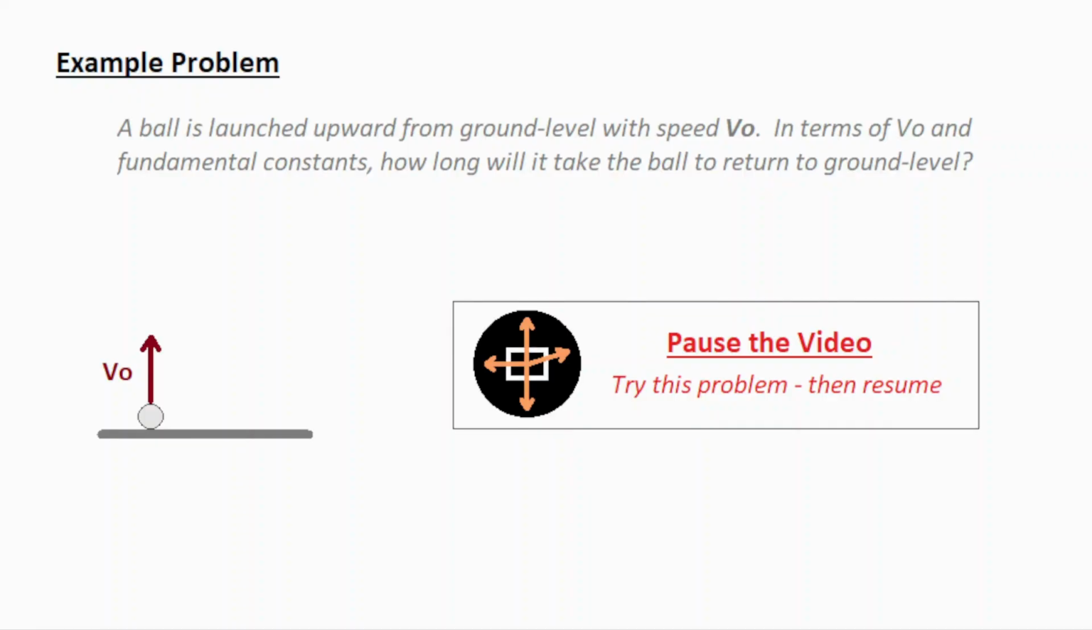Here we have a ball launched upward from ground level with speed v0. The goal is to determine how long it will take the ball to return to ground level, so we are trying to derive an expression for how long it will take in terms of variable v0 and any fundamental constants. If you want to pause the video and try this problem on your own, resume when you are ready, and I will talk you through the solution.